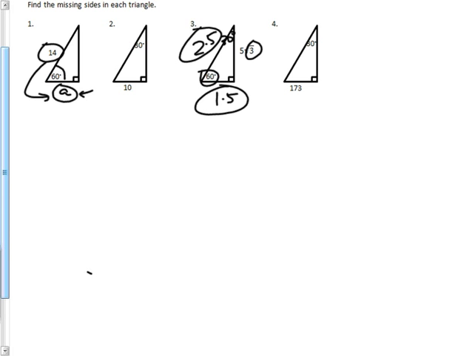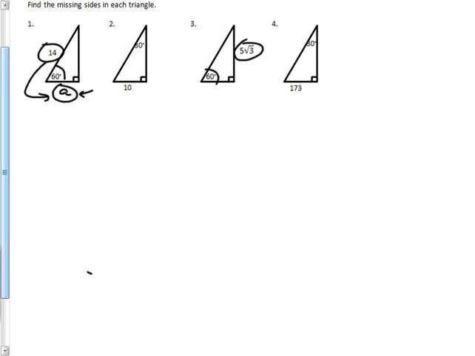Now, if that logic didn't work for you, I know my 30, 60, 90s really well, and hopefully you will later too. But if that doesn't work for you, then think of it this way. What do I have and what do I need? Let's say I want to figure out that side right there. Do I use sine, cosine, or tangent? Well, sine is the opposite over the hypotenuse. That would be this over this. That doesn't help me, so I'm not using sine. How about cosine? Cosine is adjacent over hypotenuse. That doesn't help me either because I don't have either of those two.